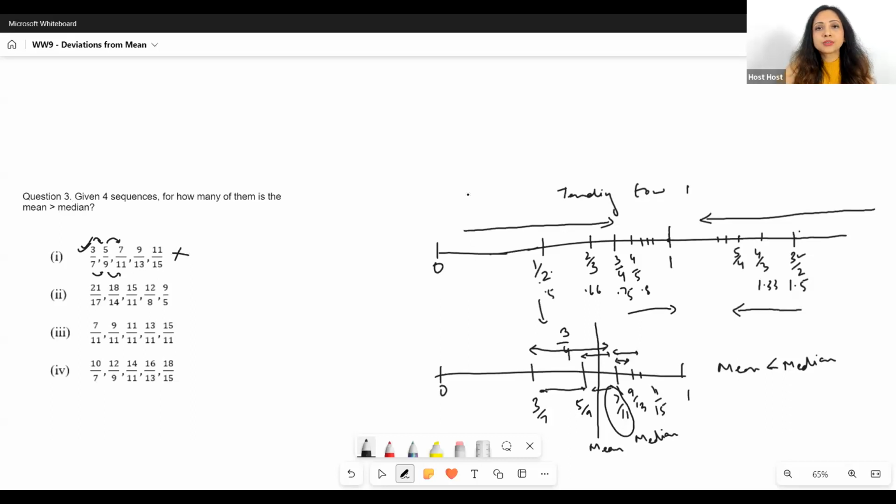If you've understood it, I'll give you 15 seconds. Just think about this. Let me know if you can figure out whether the mean will be greater than the median or not. Yeah, so it's decreasing.